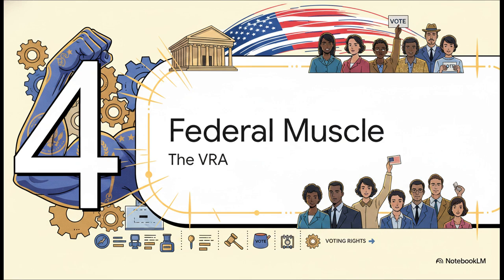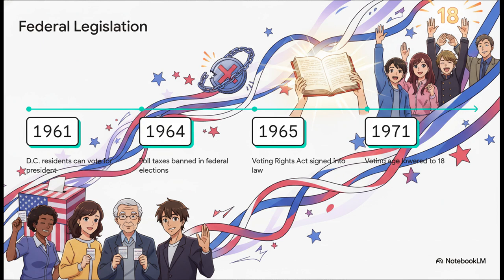Section 4. Federal Muscle and the VRA, the Golden Age of Expansion. Let's move to the 1960s and see how this builds.